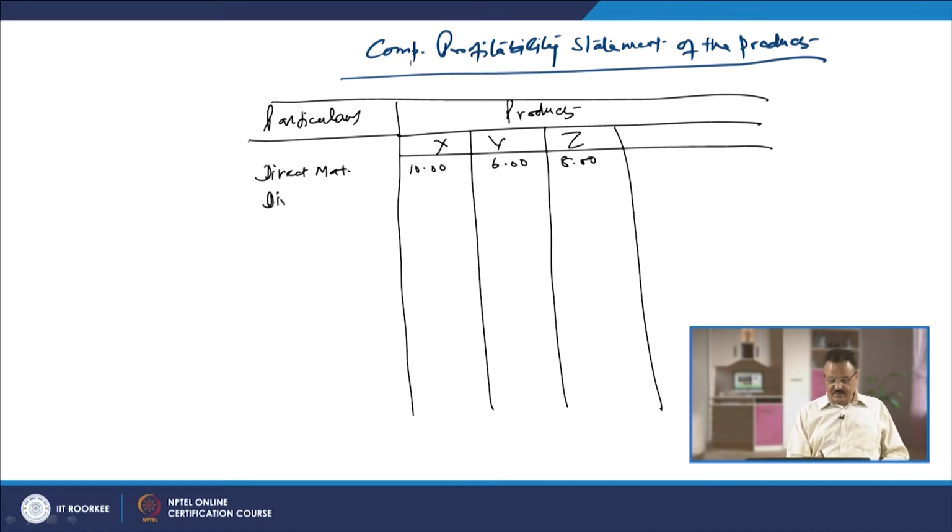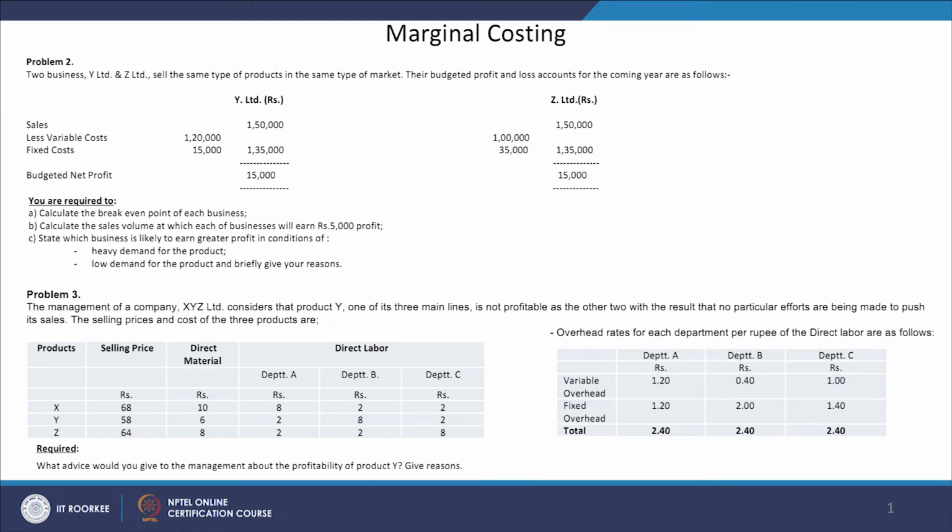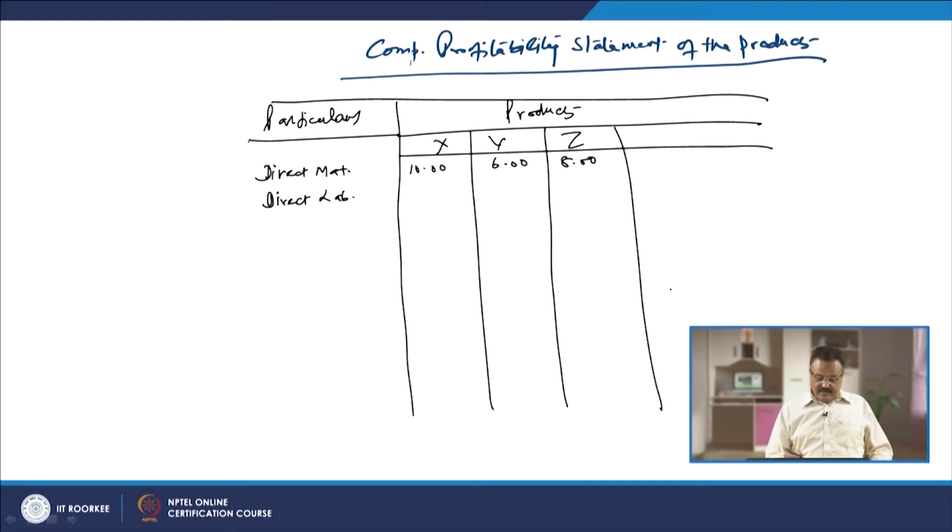Then we go for the second component, the direct labor cost. It is given to us here, department wise. There might be different departments A, B and C, so if you total it up, because processing is done in the three departments, A, B and C, to give shape to all these products. So the total labor cost becomes 8 plus 2 plus 2, which is 12; here it is again 12, then again 12, right. So in all three products the labor cost is 12, and we put it here.